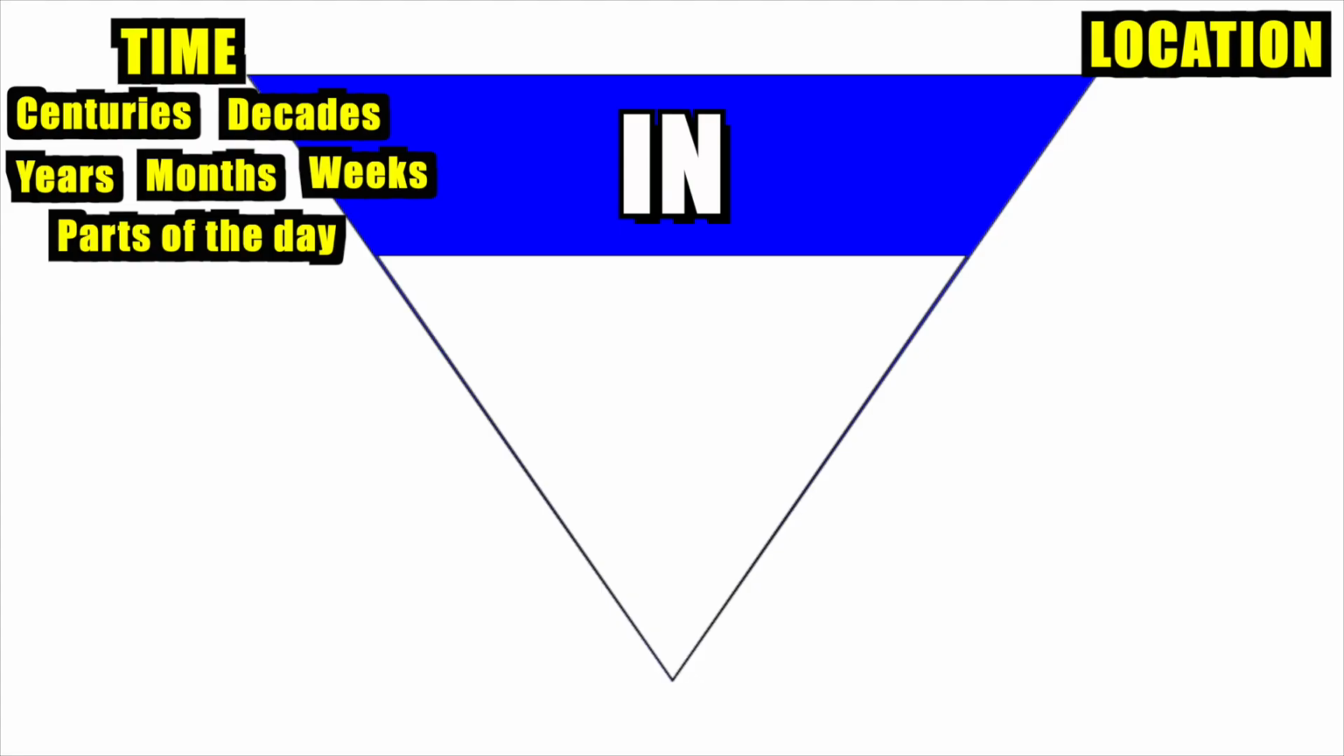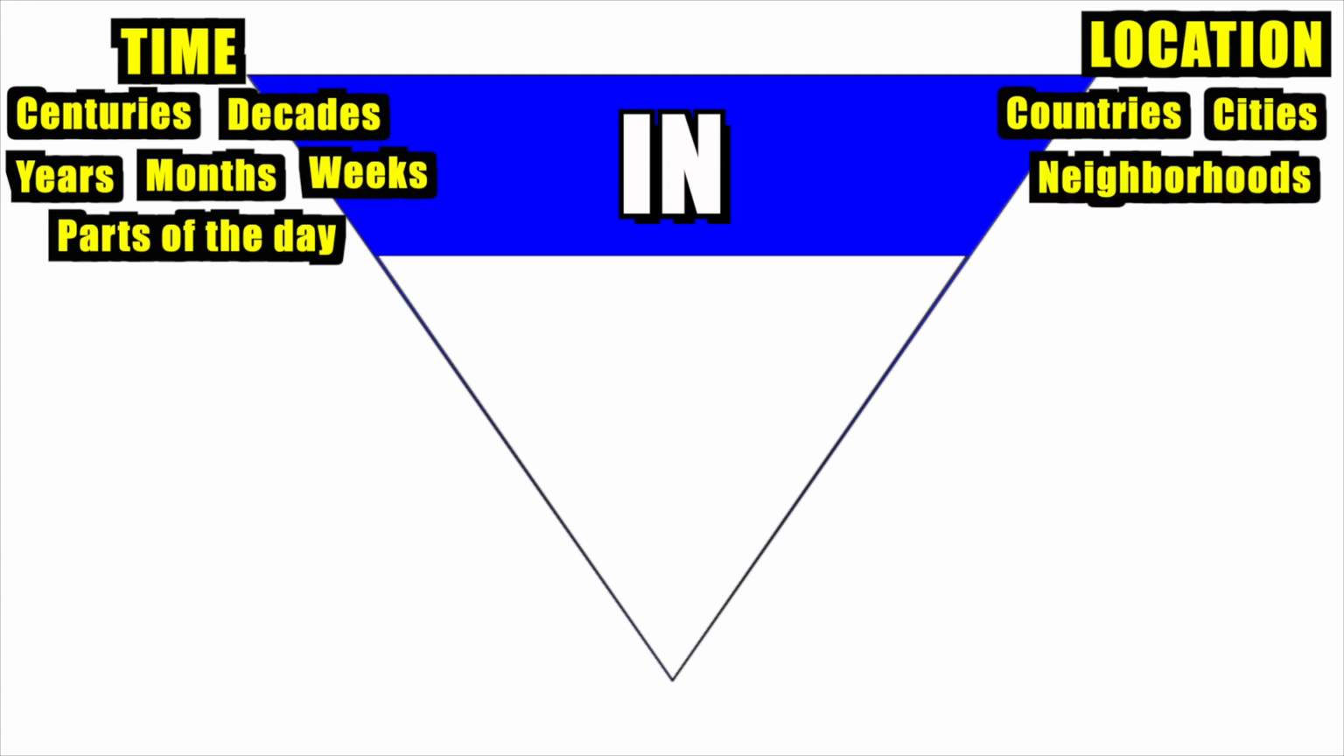All right, now let's look at location. Remember, because we are at the top of our upside down triangle, in is used for general places or bigger locations. When we use in for locations, we can use them with countries, cities, neighborhoods, and enclosed spaces. I'll give you an example for each one.